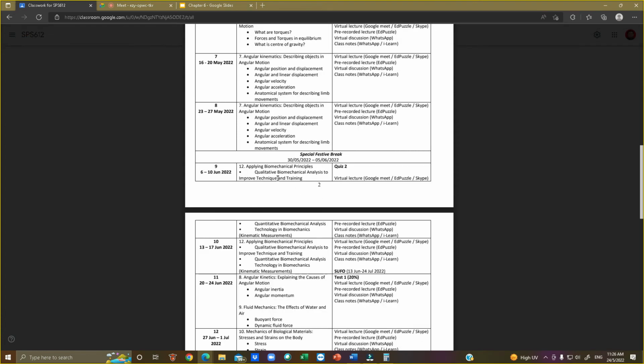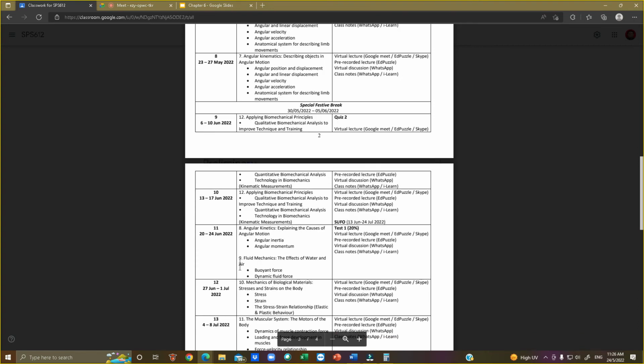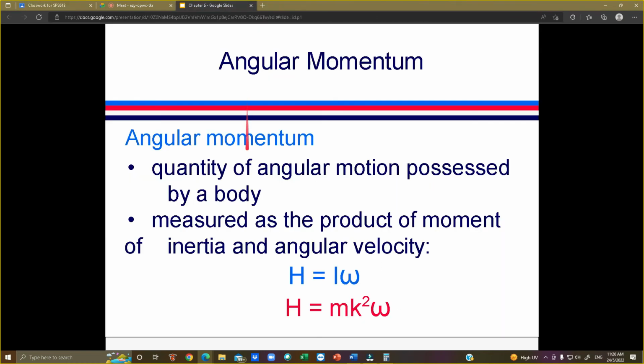Week 9 and week 10 are more about how to conduct analysis. So now we have covered this. For week 11 and week 12, we try to cover another topic, which is angular momentum, and then we are going to stop.